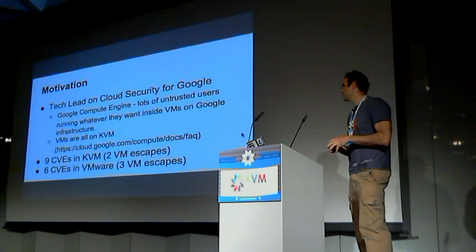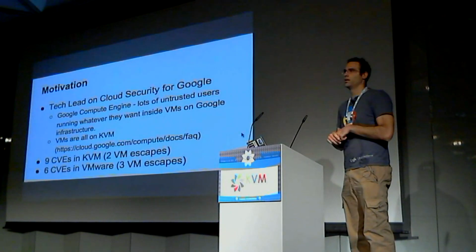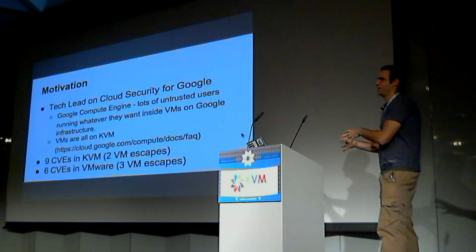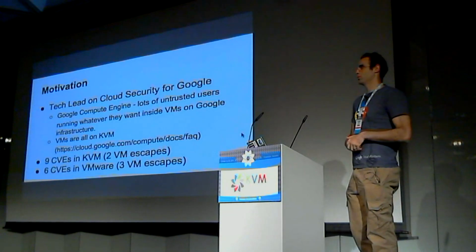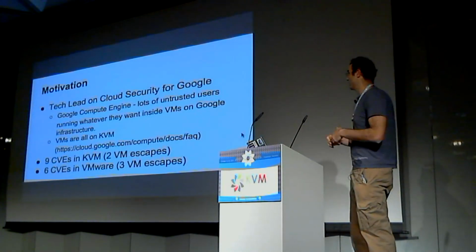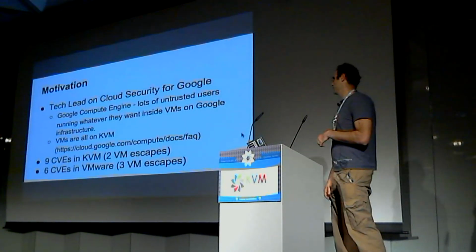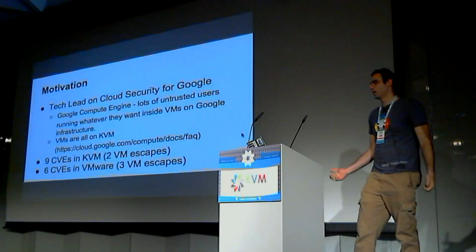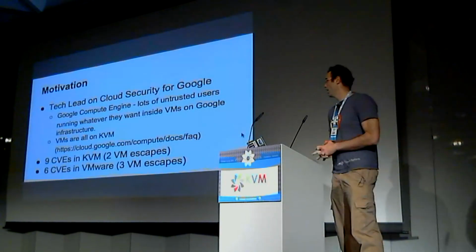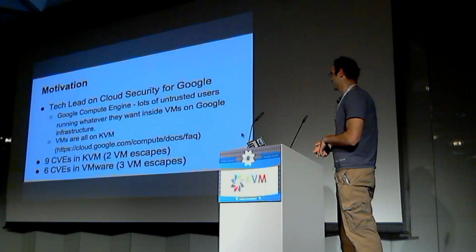We've had 9 CVEs that are guest-facing. I like to distinguish the guest-facing ones versus the host-facing ones, because those are the only ones that really scare me, because those are where I have untrusted people. I also did a lot of work in VMware before KVM and had a bunch of VM escapes there. So I've been trying to break out of VMs for almost 10 years now.